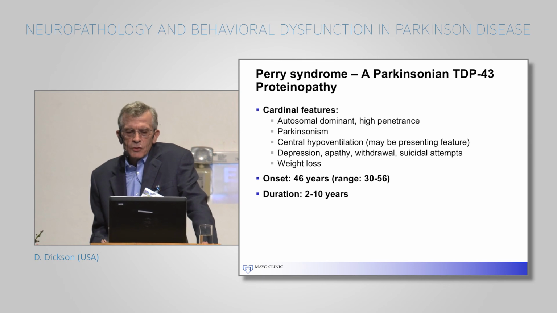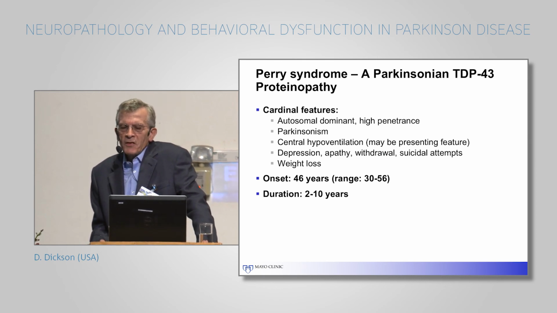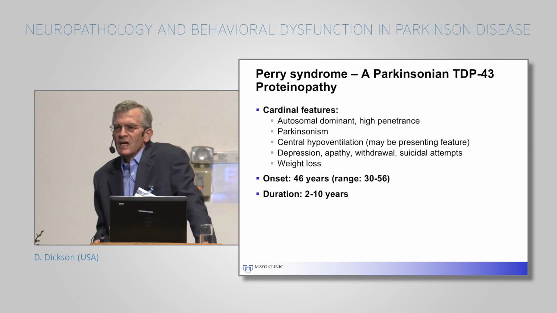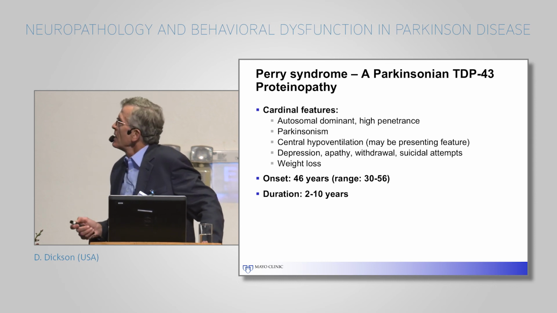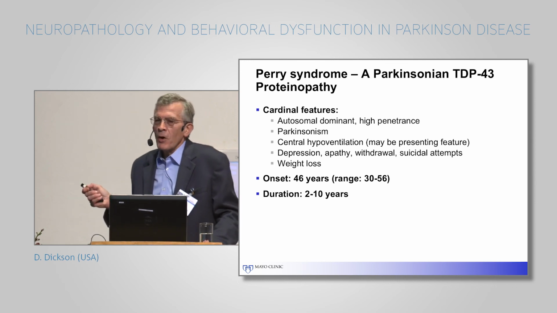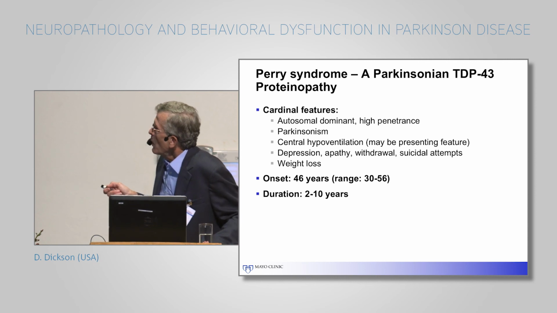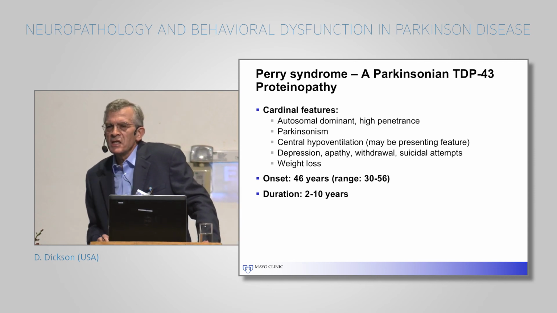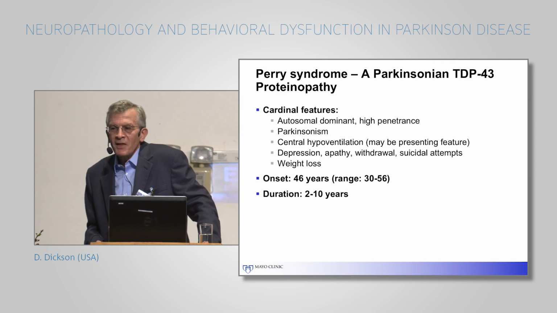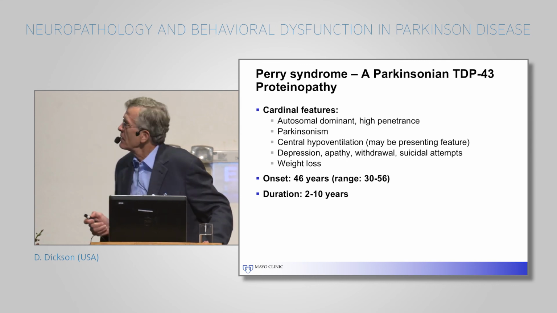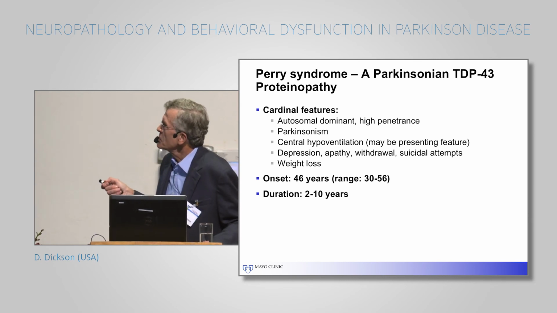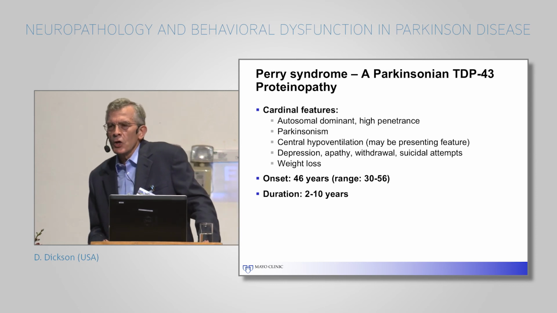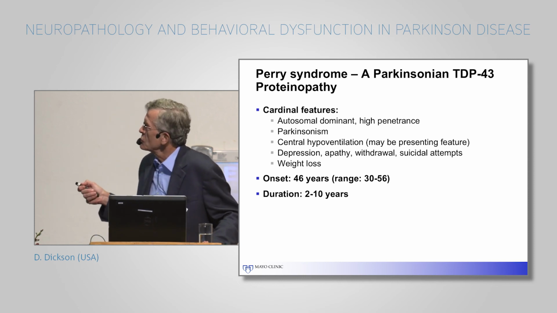And for my last two or three slides, I want to talk about Perry syndrome. I want to include this because this is an example of a TDP-43 proteinopathy that can cause Parkinsonism. These are patients that present a variety of ways. In fact, one of the most recent patients I've seen was seen by a pulmonologist for central hypoventilation of unknown etiology. The patient eventually died and had TDP-43 pathology. But they also have Parkinsonism. Depression is a very severe clinical manifestation, and sometimes patients actually commit suicide. It's such a severe problem.